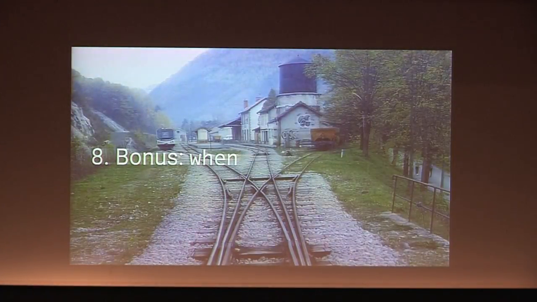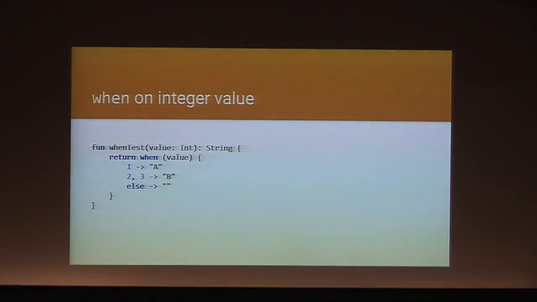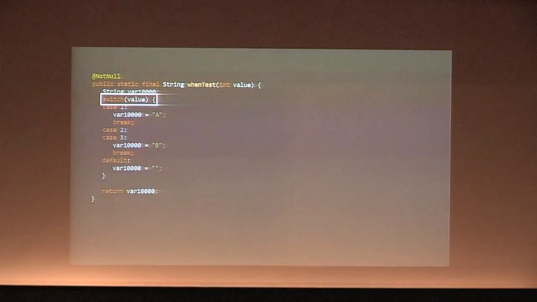Now, this is a bonus. This is not in the original articles I wrote. It's about the when operator. So the when is like a superpowered switch statement for Kotlin. It's really cool. This is a very simple example where we are using when like a switch on a list of int values. And when you compile that, it's going to generate the equivalent of a Java switch.